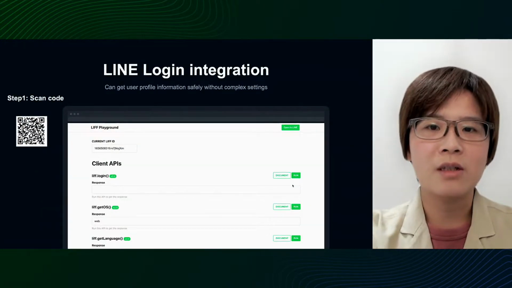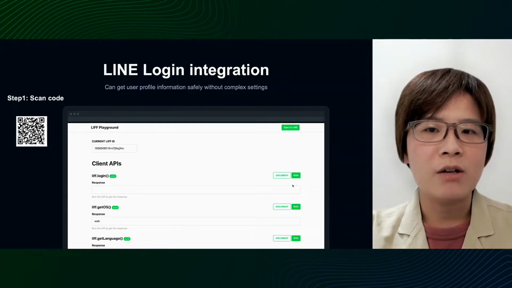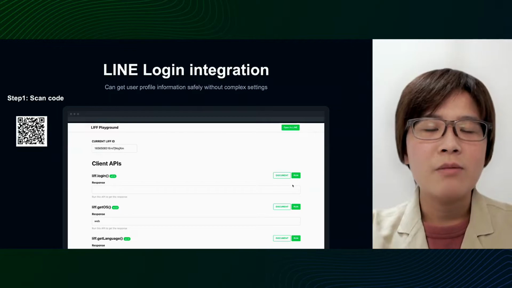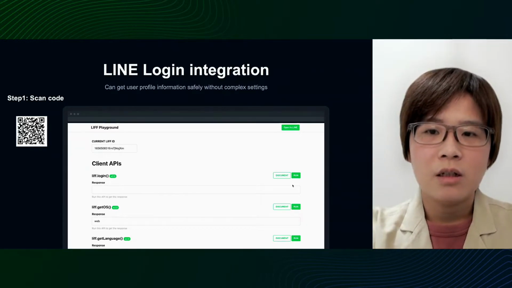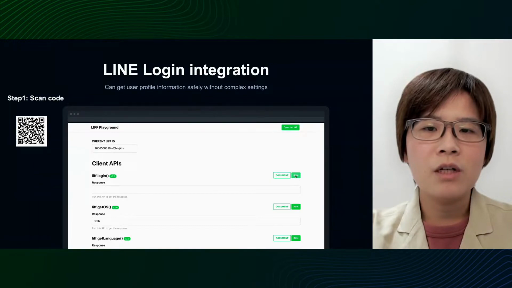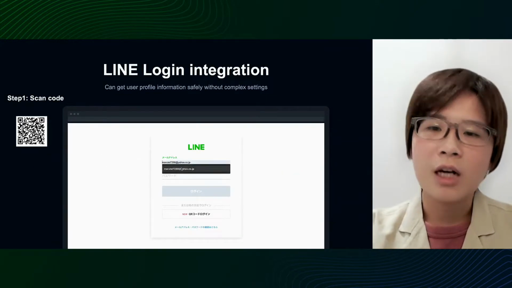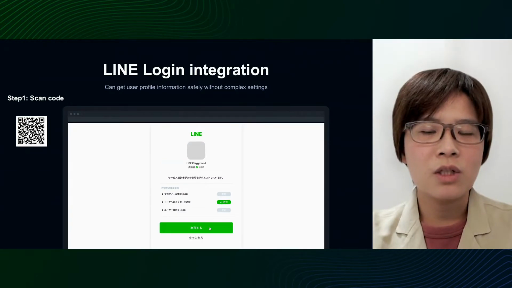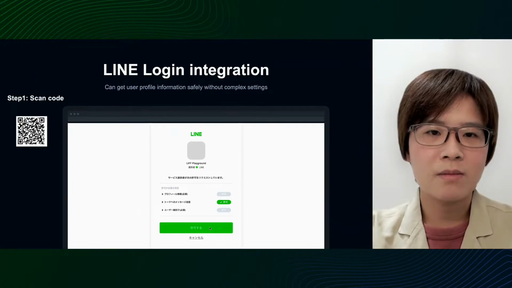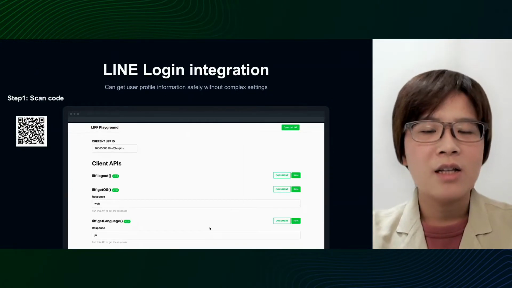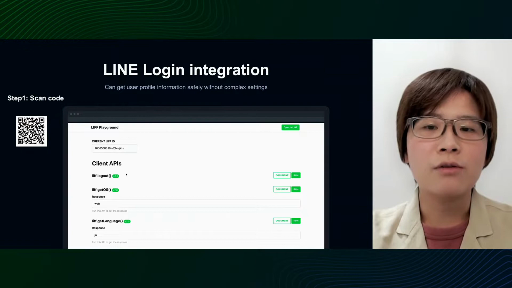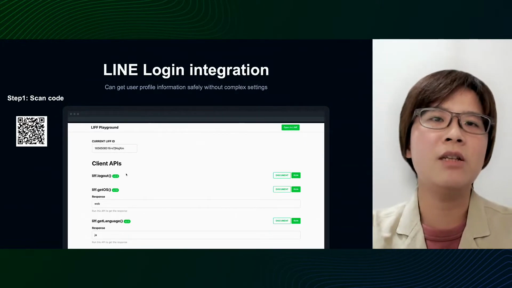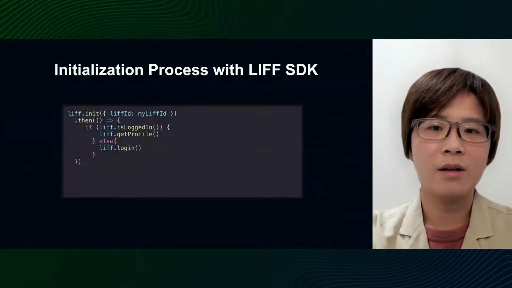LIFF integrates Line Login. We have a playground application to check the operation. So let's see. In the case of an external browser, after starting the LIFF application, you execute LIFF login to jump to Line Login. You enter your mail address and set it to connect to Line. No complicated setting is required to authenticate and approve getting the user profile from the Line platform. This is a benefit.